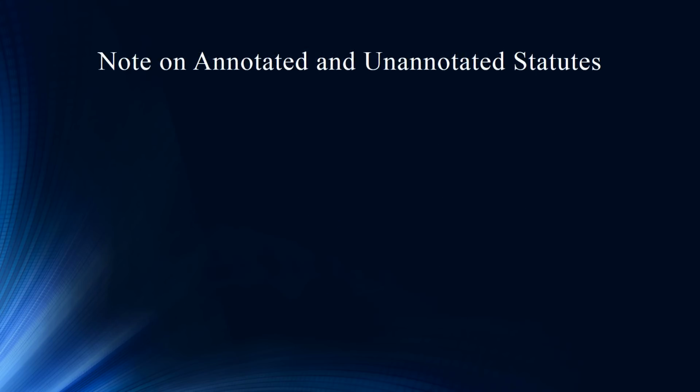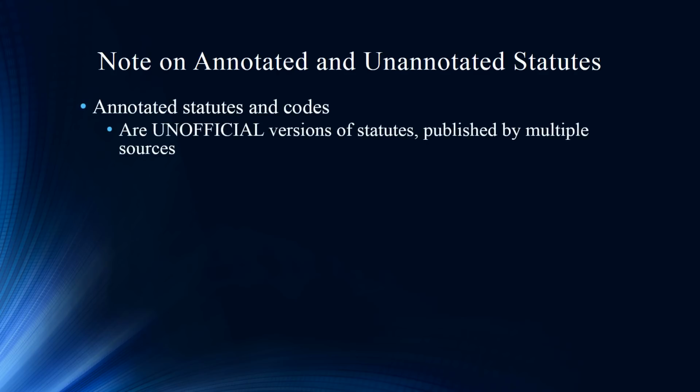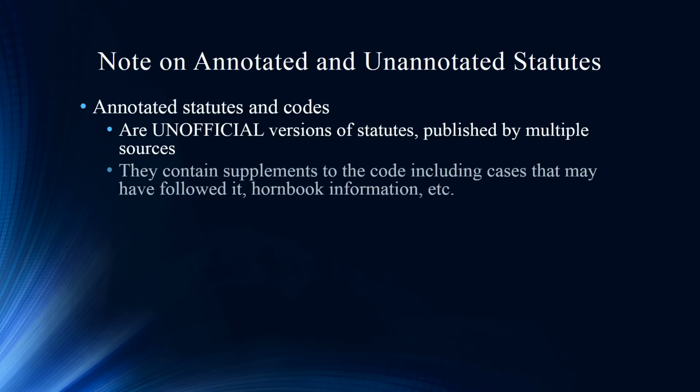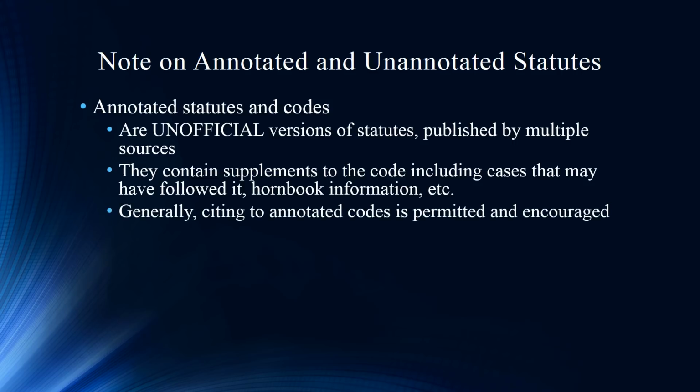Before we dive into federal statutes, I want to provide a precursor on unannotated versus annotated statutes. Annotated statutes are an unofficial version of the statute, published by a variety of different publishers. They contain supplemental information to the statute, including cases that may have applied or interpreted the statute, foreign book information, and other information. Generally, citing to annotated codes is permitted.